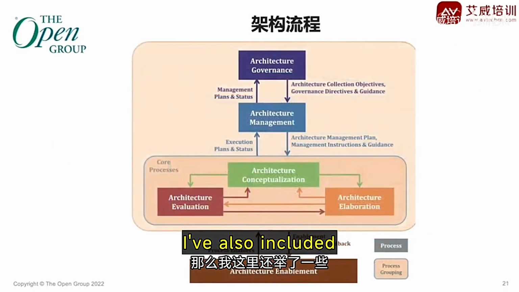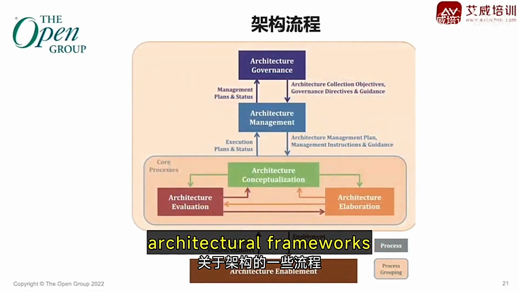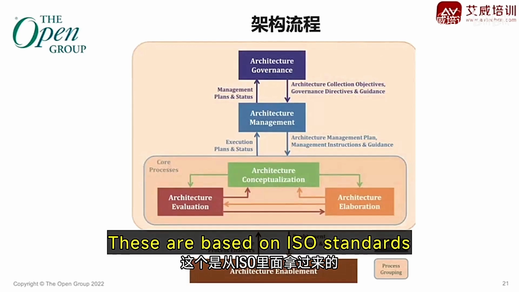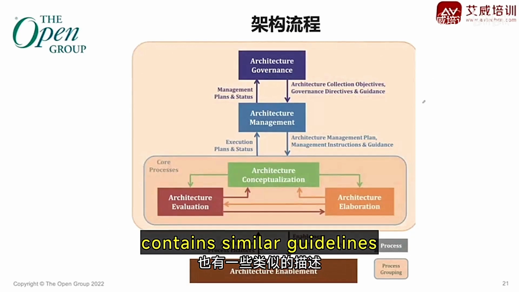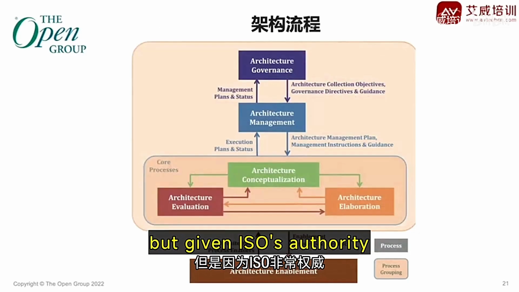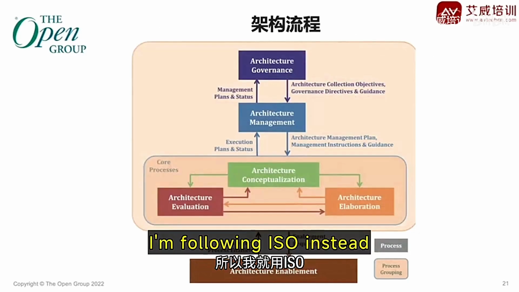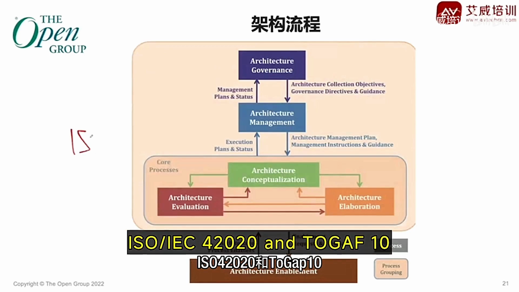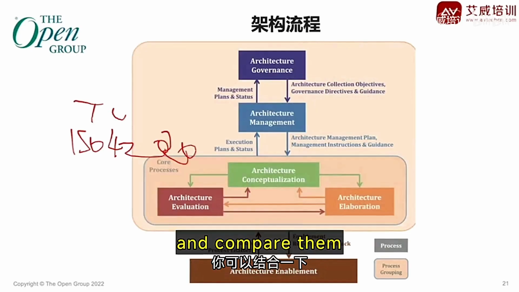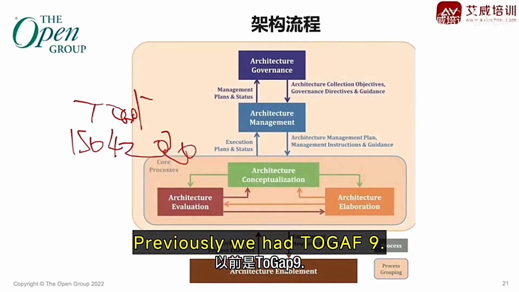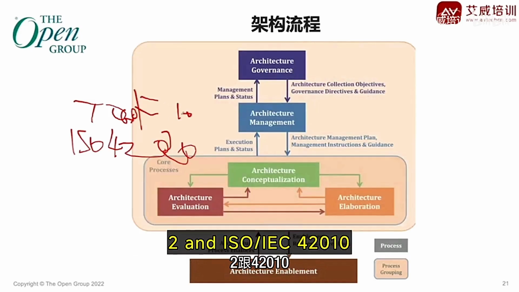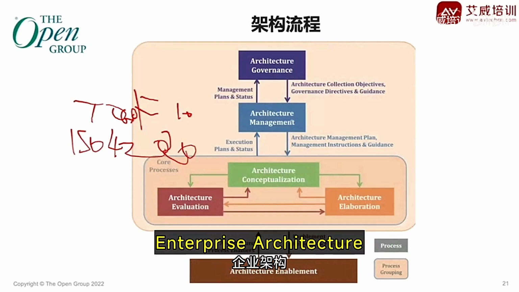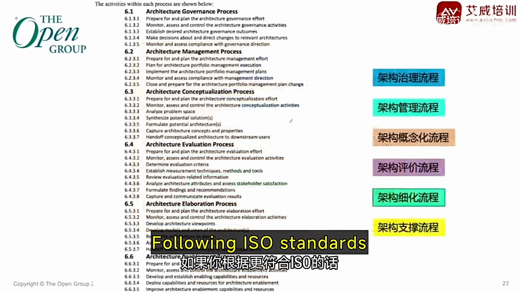I've also included widely adopted architectural frameworks. These are based on ISO standards. The TOGAF book actually contains similar guidelines, but given ISO's authority, I'm following ISO instead. You can combine both TOGAF 10 and ISO standards. Look at the standards, ISO/IEC 42020 and TOGAF 10, and compare them. Previously, we had TOGAF 9.2 and ISO/IEC 42010. So in our view, enterprise architecture follows ISO standards.